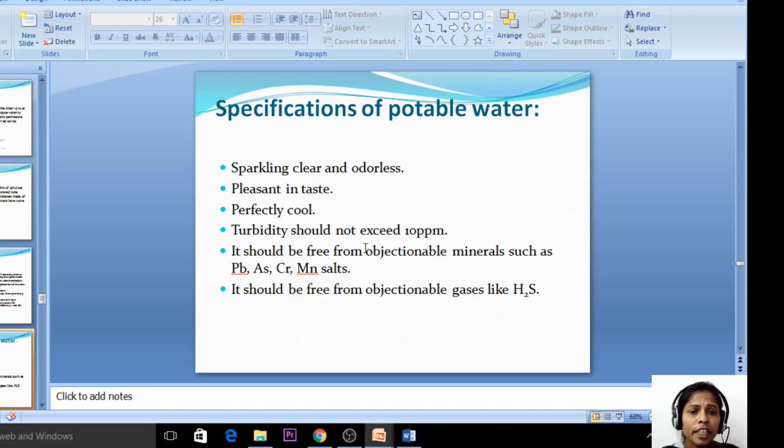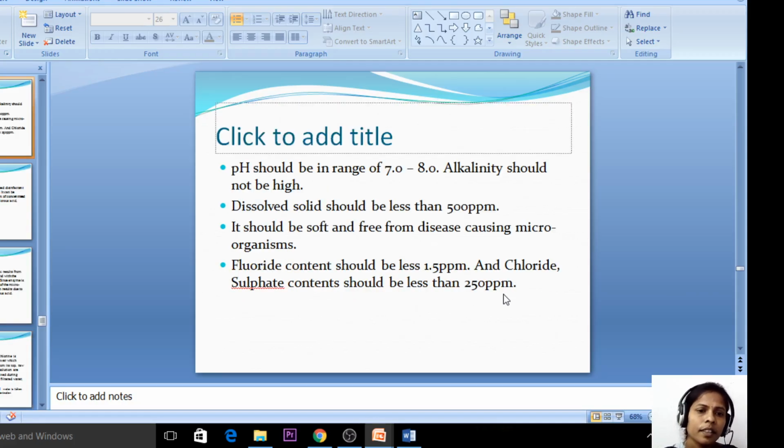Perfectly cool. Turbidity should not exceed 10 ppm. It should be free from objectionable minerals such as lead, arsenic, chromium, manganese salts. It should be free from objectionable gases like hydrogen sulfide. pH should be in the range of 7 to 8. Alkalinity should not be high. Alkalinity is nothing but basicity. It should not exceed 8. Dissolved solid should be less than 500 ppm. It should be soft and free from disease-causing microorganisms. Fluoride content should be less than 1.5 ppm and chloride and sulfate content should be less than 250 ppm.